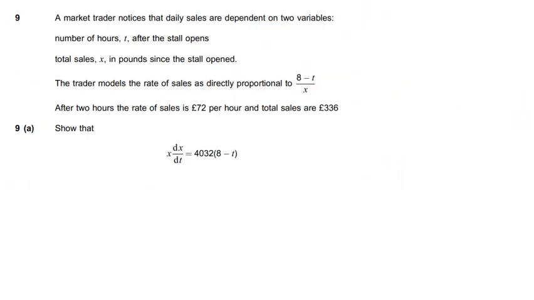Right, question 9. A market trader notices that his daily sales depend on the number of hours and the total sales since the shop opened. And they say that the rate of sales is directly proportional to this. So rate of sales, that's the rate at which the sales change over time. So that's the derivative, dx by dt. It's directly proportional, so that means it's equal to a constant times the expression given. So let's call the constant lambda.